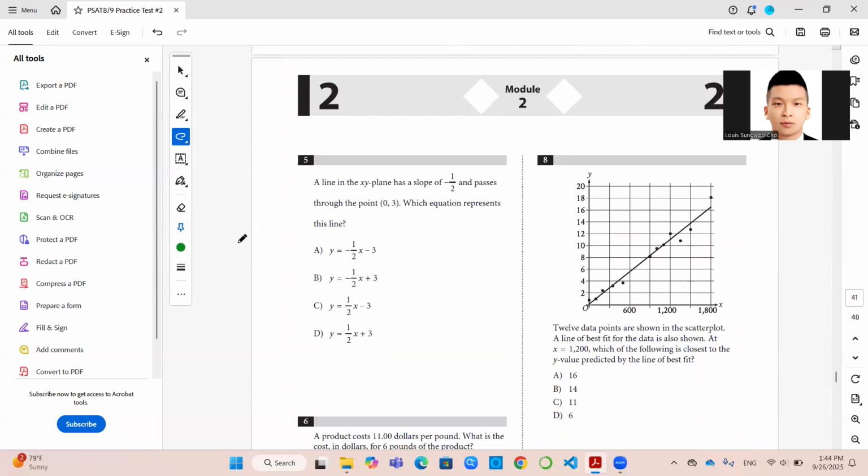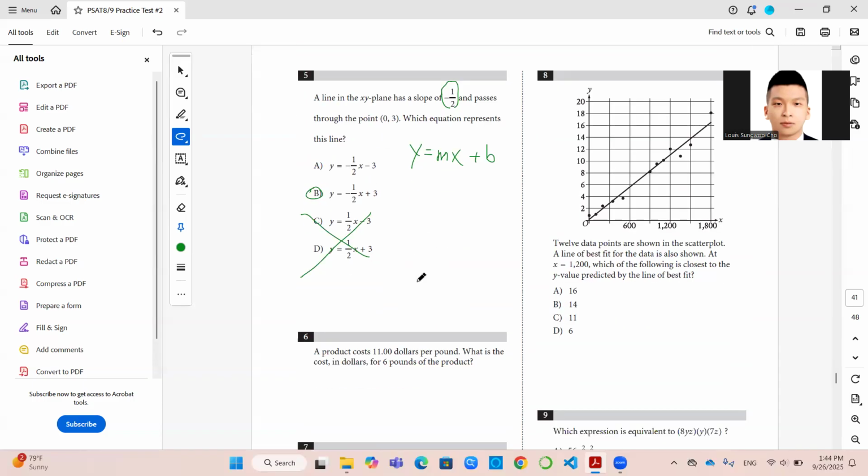The line in the xy-plane has a slope of -1 over 2 and passes through the point. Which equation represents this line? So we know what this is, right? Since the slope is -1 over 2, C and D are automatically eliminated. And it's B because if I put 0 here, the y should be 3. So that's how you do it.